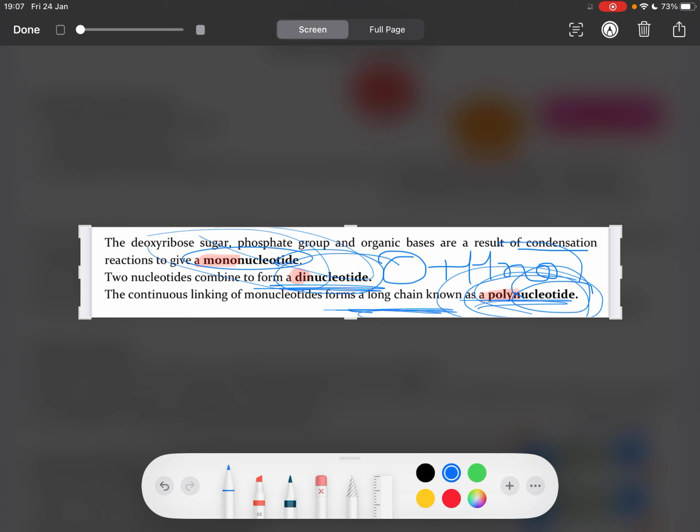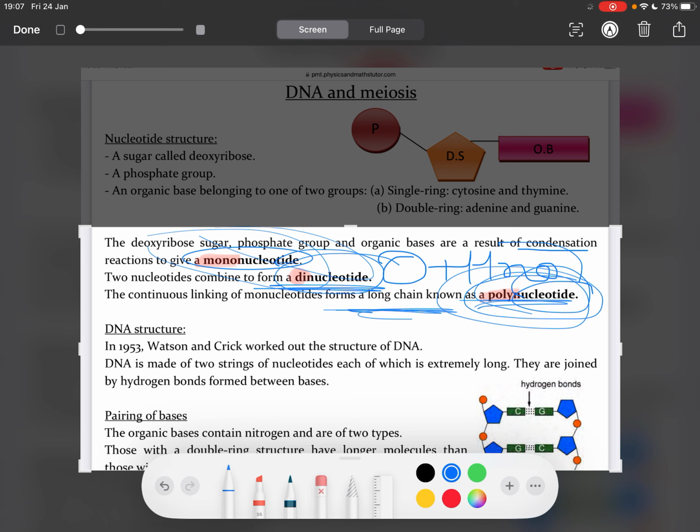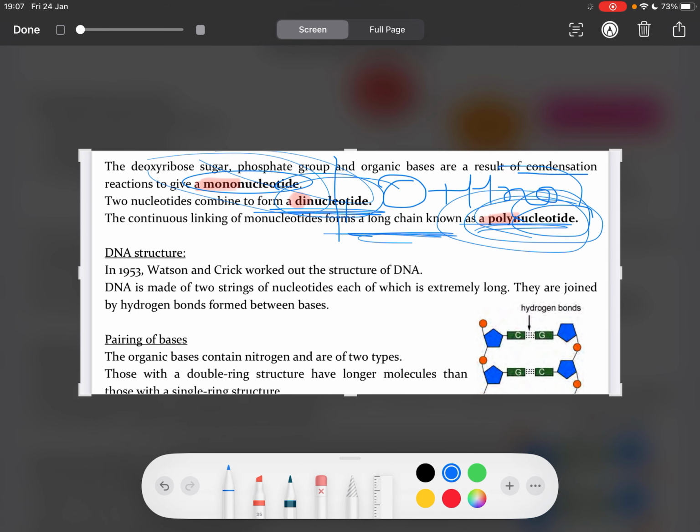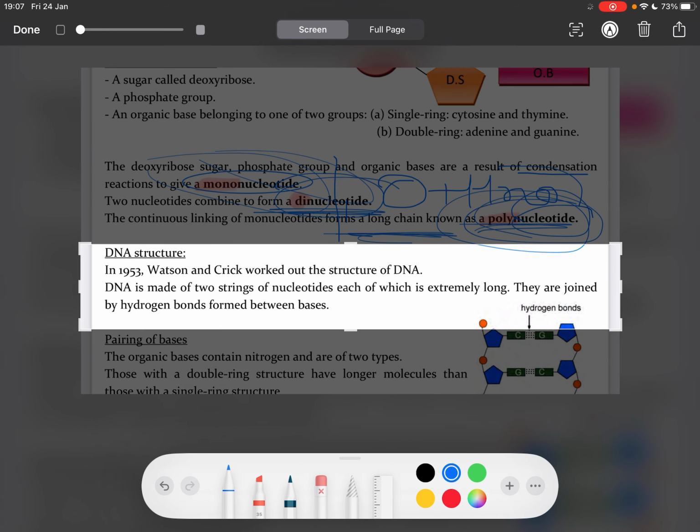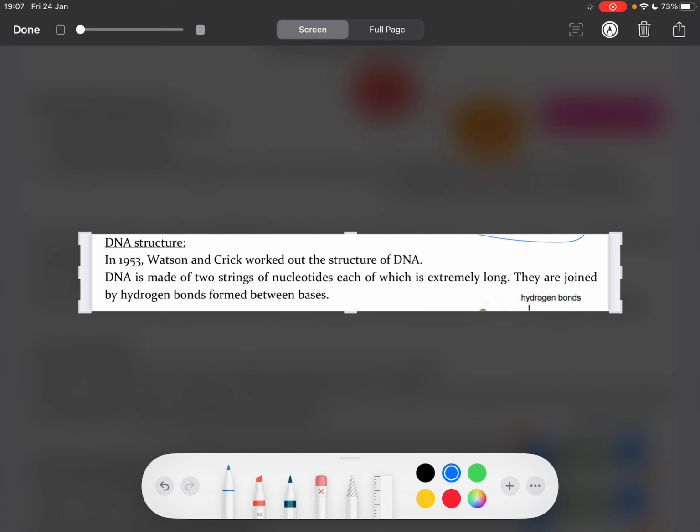which is of the polymer itself. So let's go. There is something called the DNA structure, which we must know about. Basically, in 1953, Watson and Crick worked out the structure of the DNA. DNA is made of 2 strings of nucleotides, each of which is extremely long, and they are joined by hydrogen bonds formed between bases.